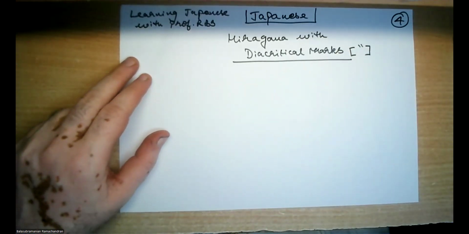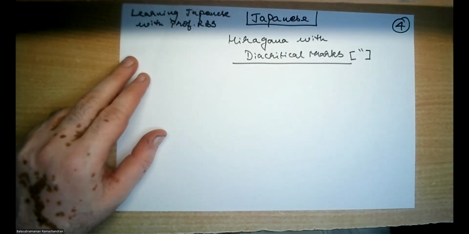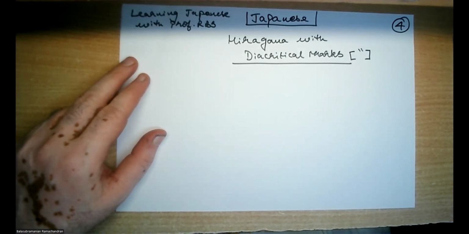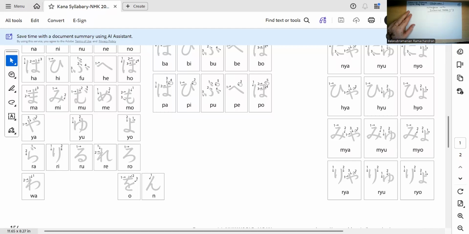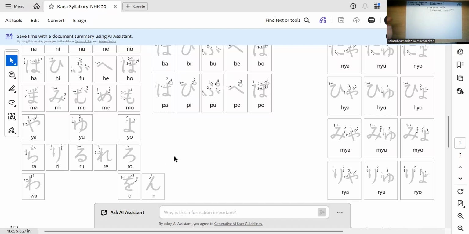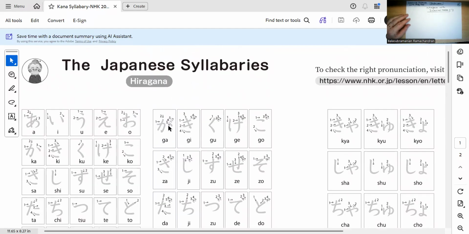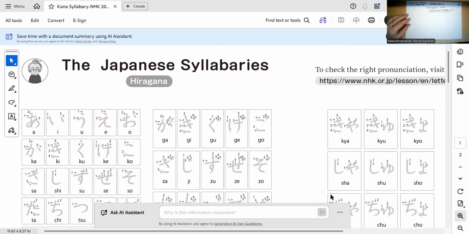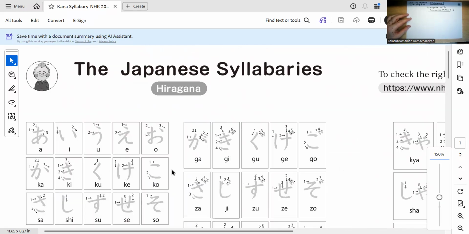So what are these diacritical marks? I'll just share screen with you, and then it'll become clear to you, okay. I hope you're able to see. So this is where we stopped with n in the previous video. So let us continue looking at the letters from here. Now when you look at the ka series, ka, ki, ku, ke, ko, almost the same letters are repeated here, but with the diacritical marks.